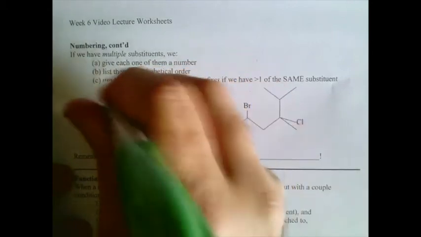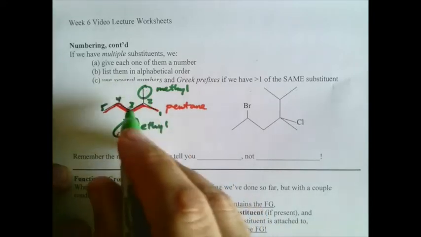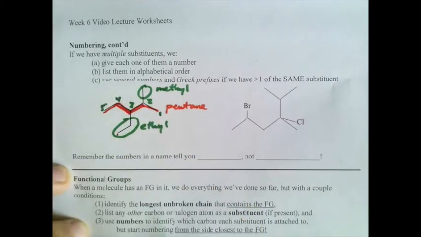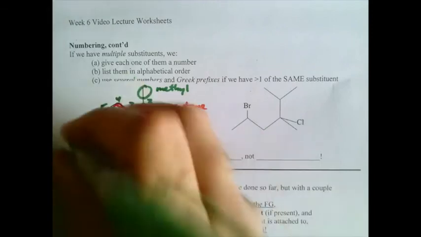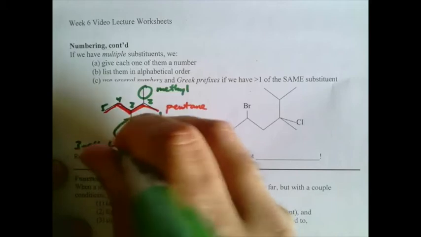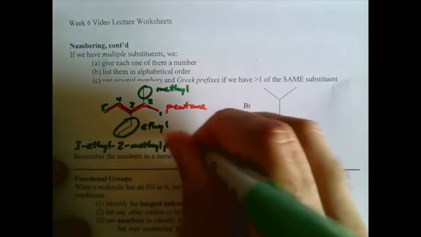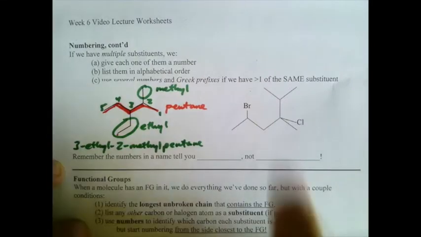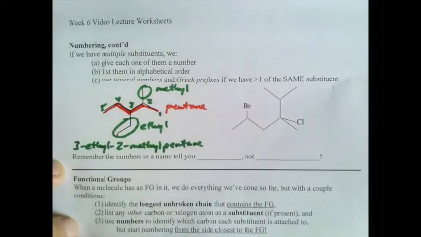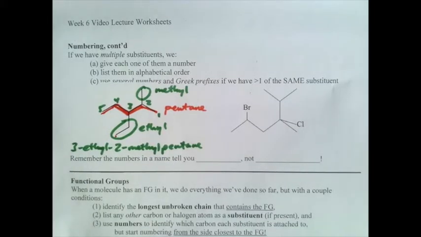1, 2, 3, 4, 5. So with all that in place here, I can see the methyl group is at 2, the ethyl group is at 3, and now I'm going to do this in alphabetical order. So ethyl first, 3-ethyl, 2-methyl, pentane. With that, take a moment and try this one out. Pause the video, and when you come back, I'll show you how it's done. But give it the good college try first.